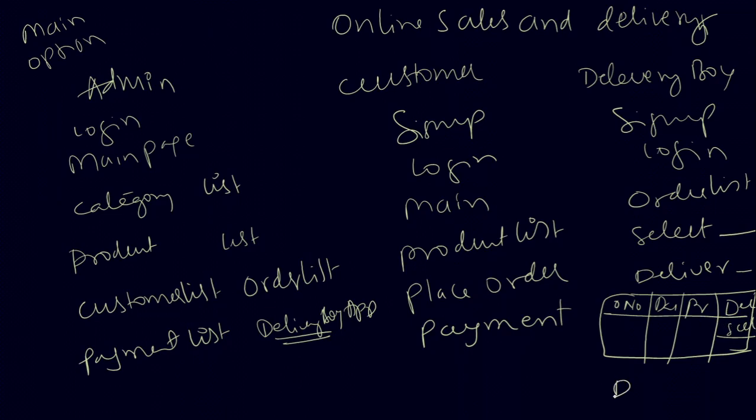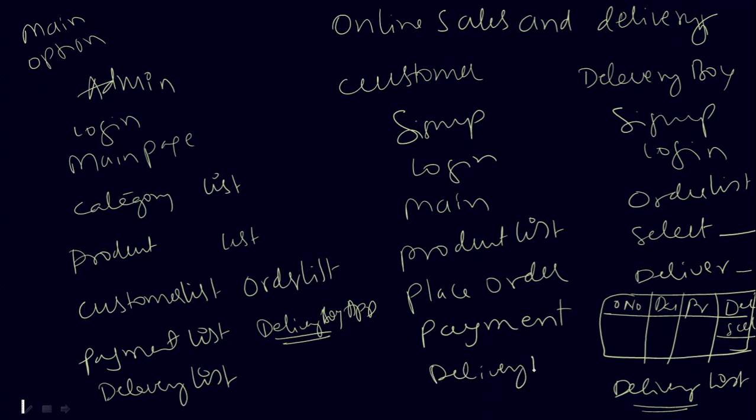Then the delivery list. Whatever they deliver, that list will come. So there is another page. On this side, here also you can see that delivery list, who delivered which product. Delivery list, that will come here. Even the customer can see the delivery list, which boy will deliver, and whether they received it or not. They can check it here.